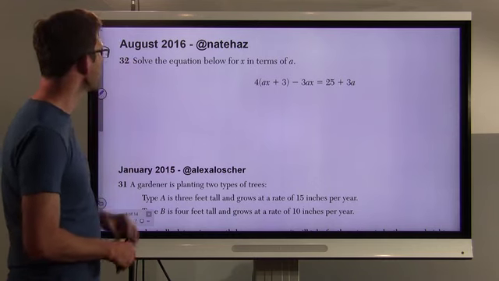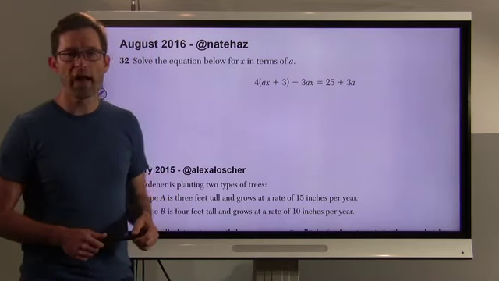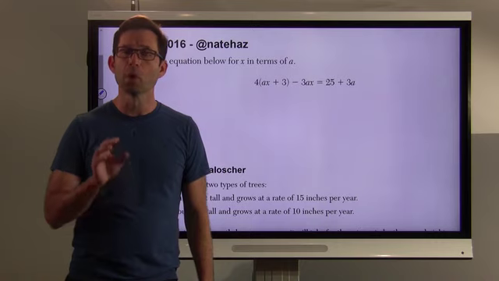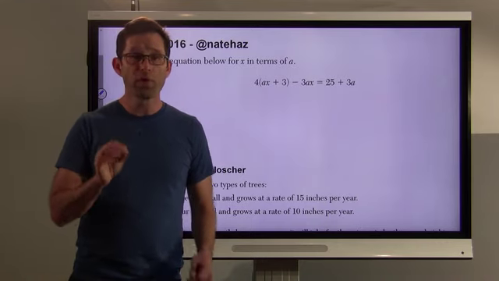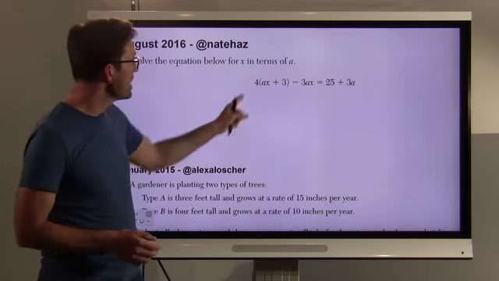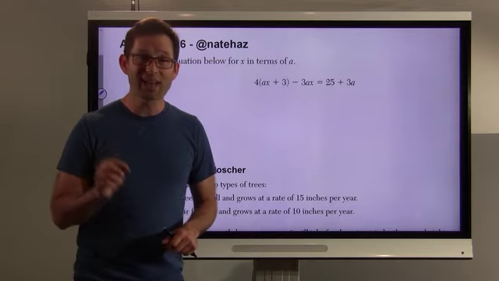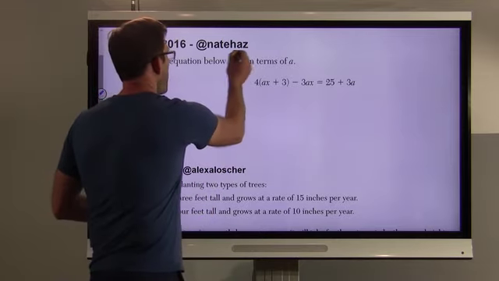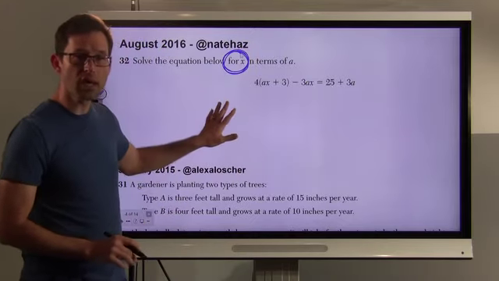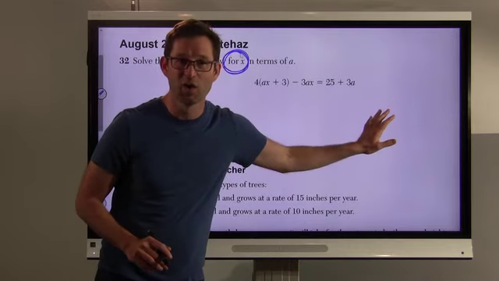August 2016, number 32. He asked, it says, solve the equation below for x in terms of a. And this is something that a lot of people struggle with. When you've got an equation that has more than one letter in it, right? This equation has both an a and an x in it. We want to make sure we're solving for the thing they're asking us to solve for. We're going to solve for x, okay? So that means eventually one side of my equation has an x on it, and the other side doesn't, okay?